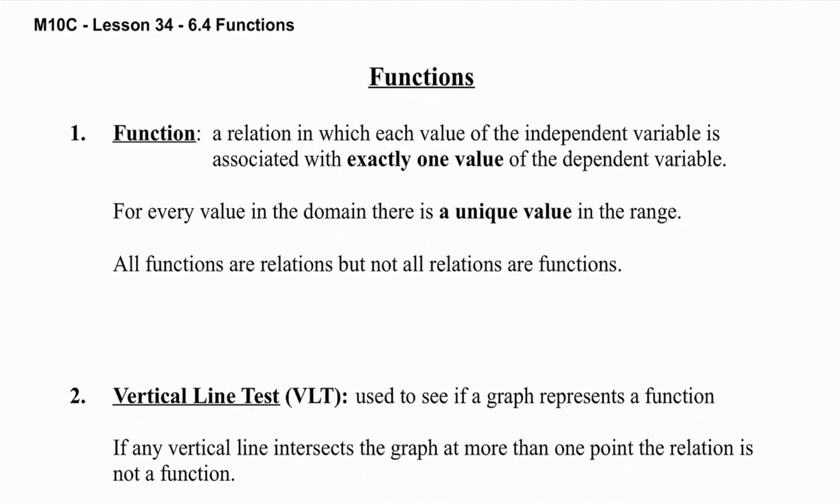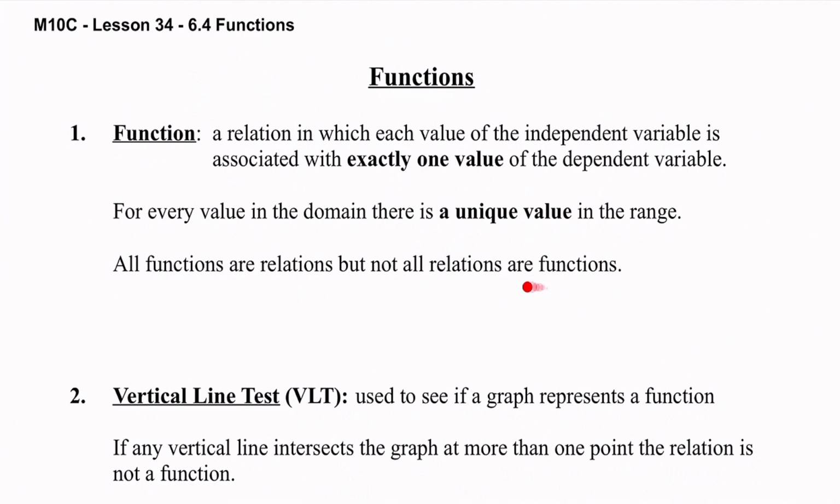Another way to describe what a function is: for every value in the domain, there is a unique value in the range. So for every one in the domain, there's one in the range. It's a very special type of relation. All functions are going to be relations, but not all relations are functions, because not all relations have this special kind of one-to-one property.